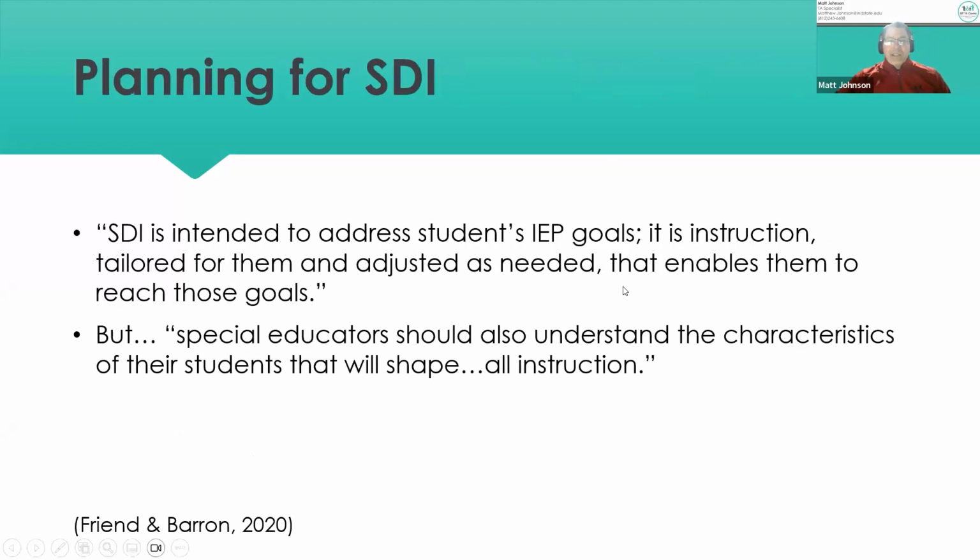This particular one is just a reminder that specially designed instruction is intended to address the student's IEP goals. It's tailored for them. We can adjust it, but it's there to help us meet those goals. But we also have to understand the characteristics students have that are going to shape the way we teach and work with our students. So it's important that we understand the characteristics of the disability and the student personally, so we can help tailor the instruction there.